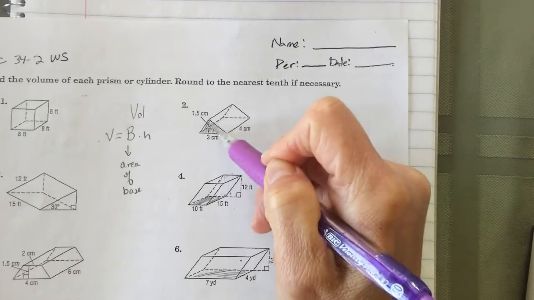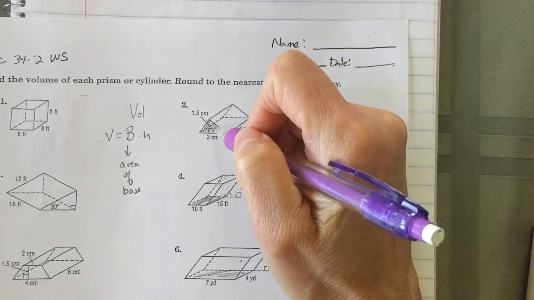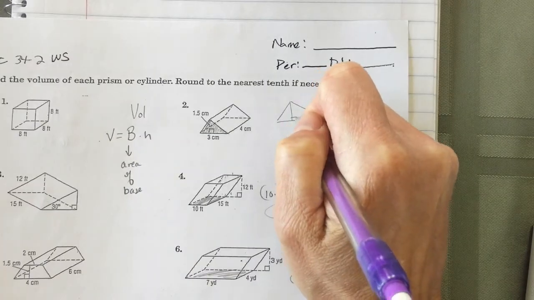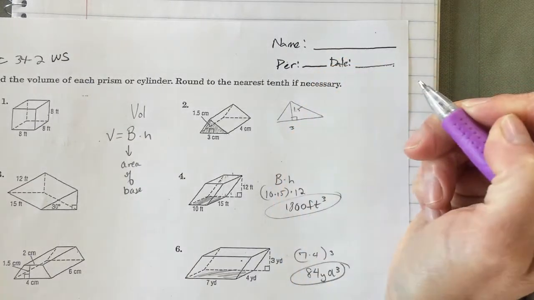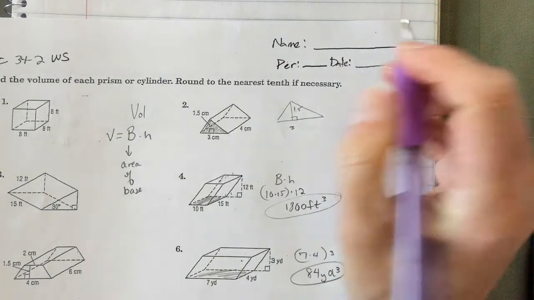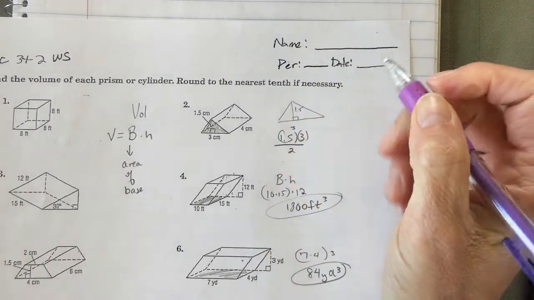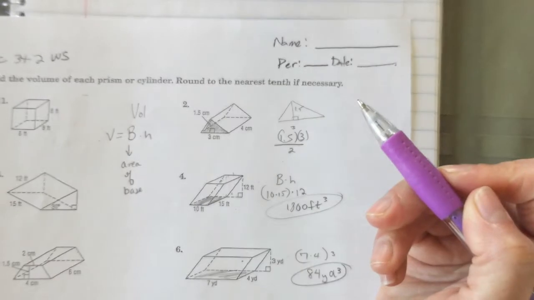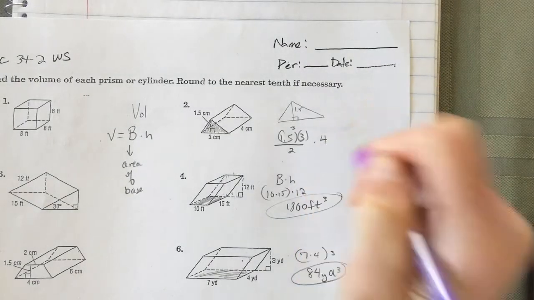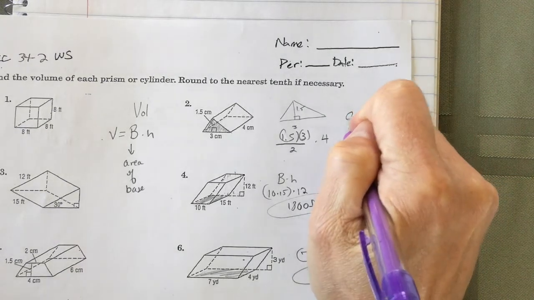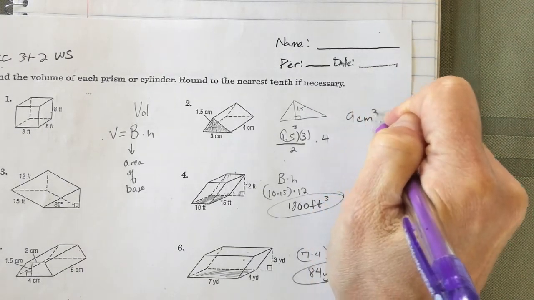I want you guys to look at the triangle. Can we find the area of that base? Well, if we think about that base of the triangle, its height is 1.5 and its base is 3. So we're going to go 1.5 times 3 divided by 2 for that base concept of the triangle, then times our height of 4. And we are looking at an area of 9 centimeters cubed.